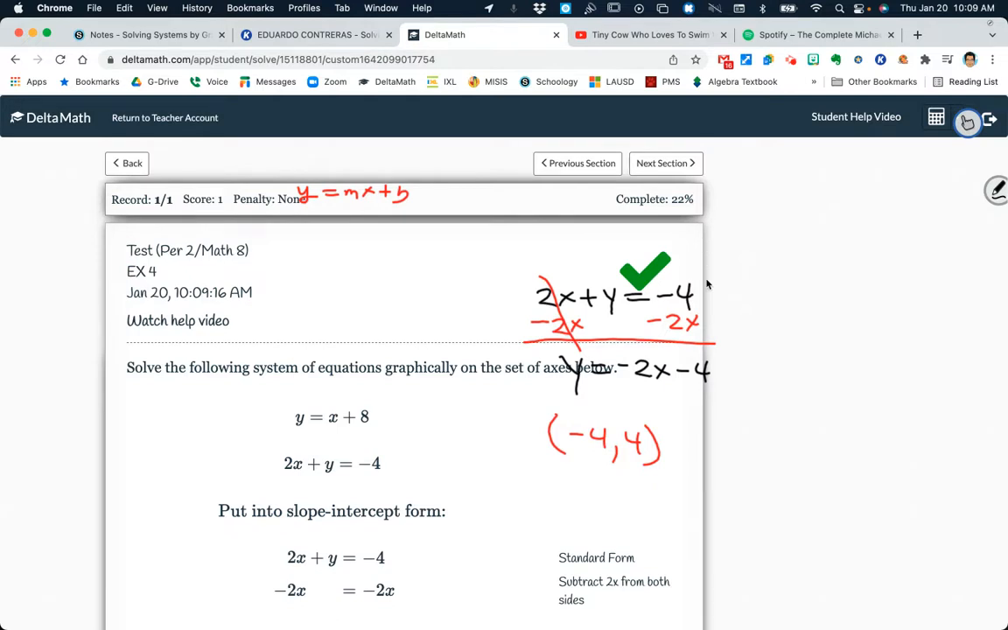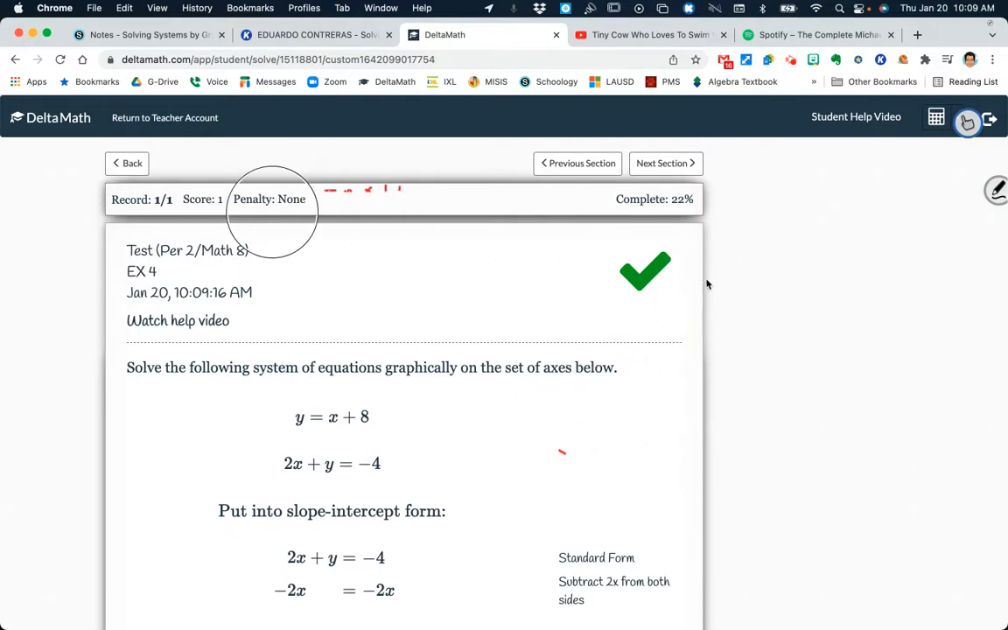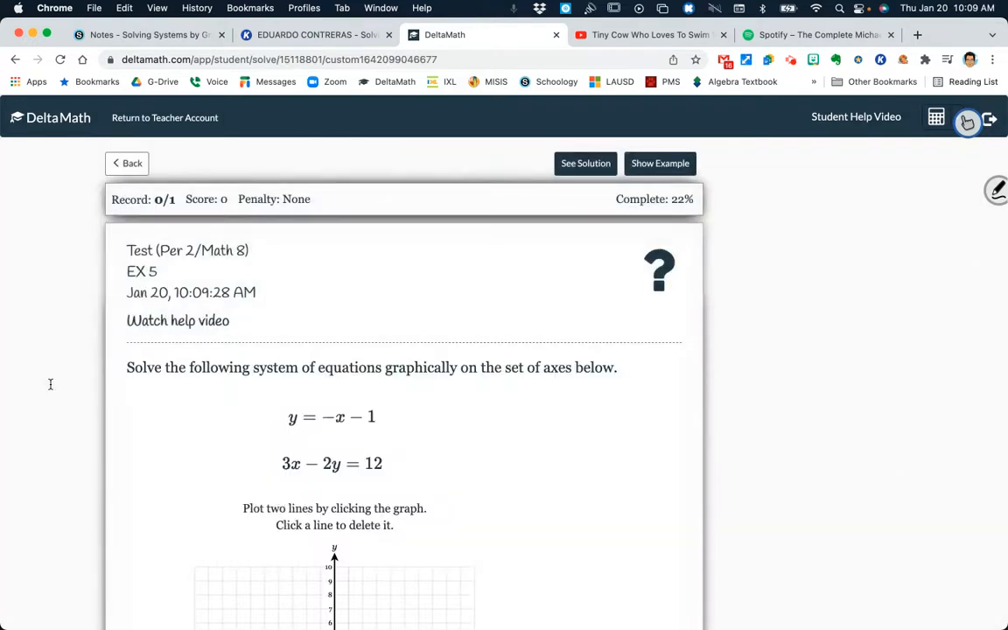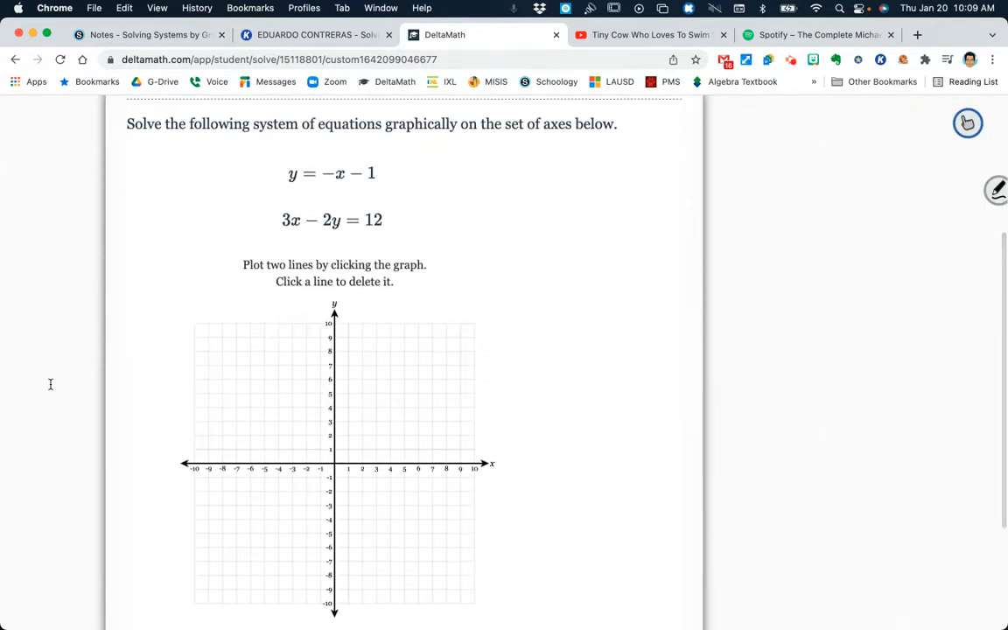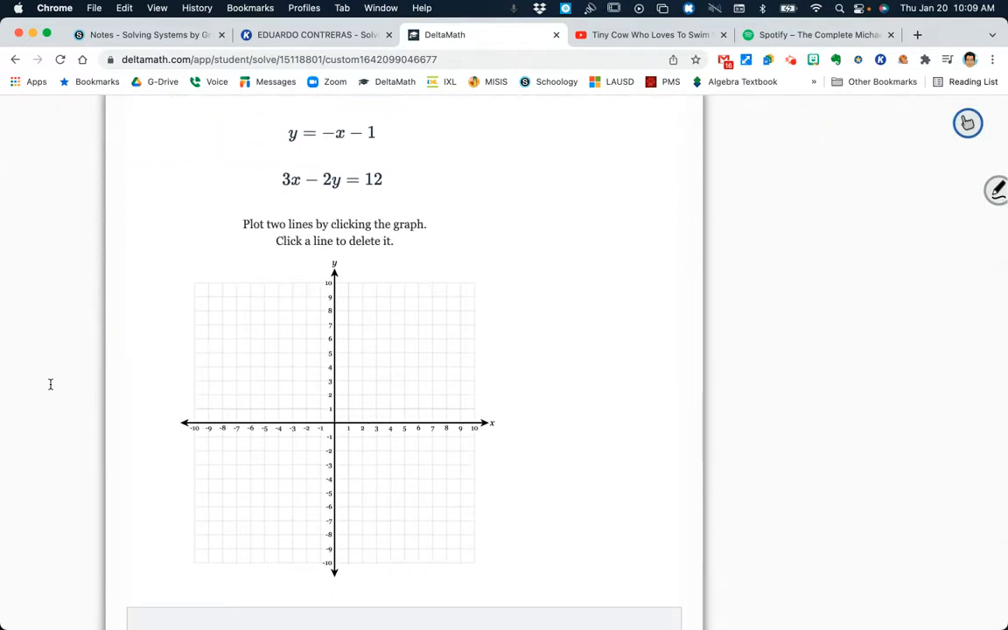All right, so let's just do one more example, and then I'll let you go. Example 5. Again, the first one's in slope-intercept. The second one we have to rewrite. So let's just do the first one. y equals negative x minus 1.